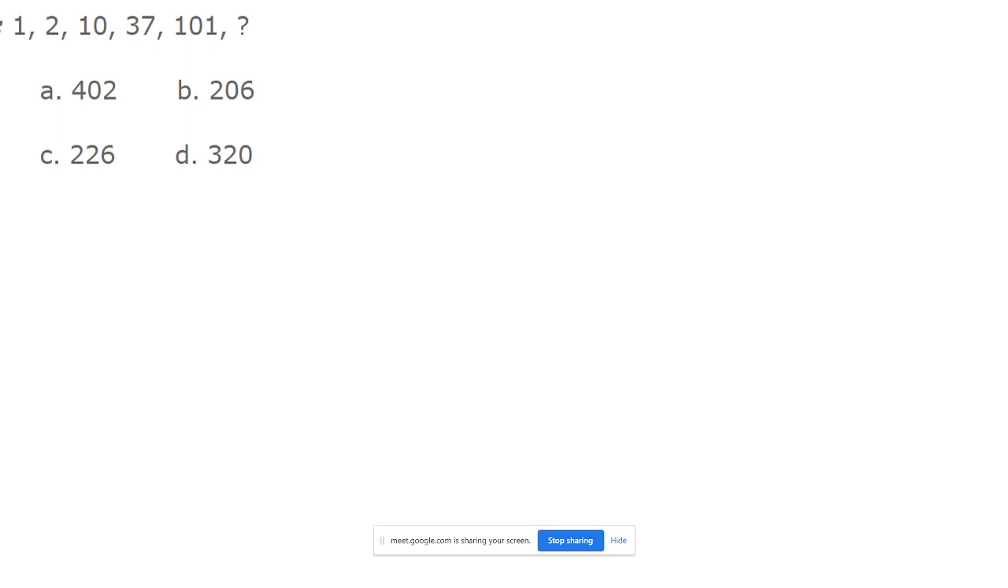Yeah, this was an easy one, right? The next number is going to be 226. Over here we can see the sequence is 1, 2, 10, 37, 101, and the next number is to be found.